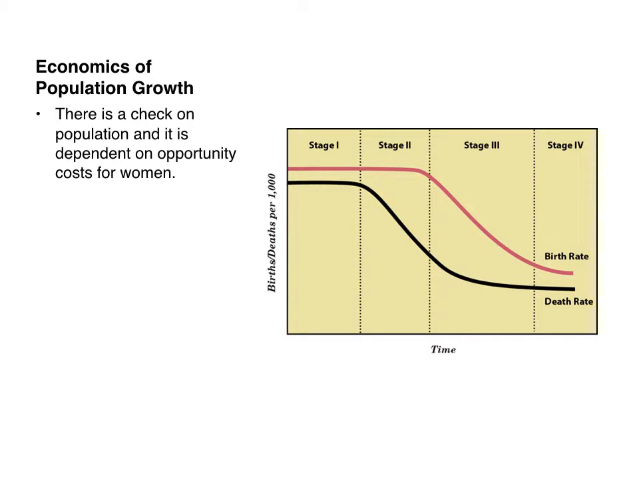Now, there is a check on population, and it's dependent upon the opportunity costs for women. This, for population, is a key. Women give birth, and it's their choice that is going to increase the population or level it off, or perhaps decrease it. Now, when we say opportunity costs, these are choices that women have. And the theory goes, by the way, this is definitely the purview of microeconomic analysis, since this is individual decision makers.